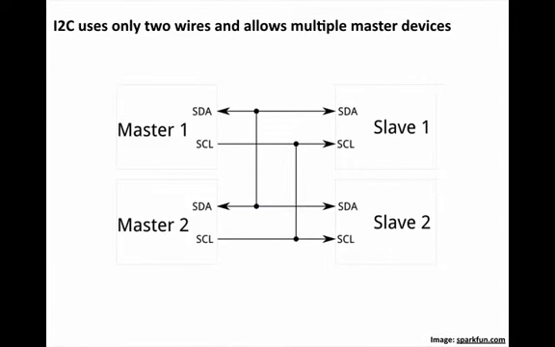Another interface is called I2C, the Inter-Integrated Circuit interface, or I2C is how you'll hear it commonly referred to. It only has 2 wires, and you can have multiple master and multiple slave devices. And these wires are the data, SDA, and clock, SCL lines.